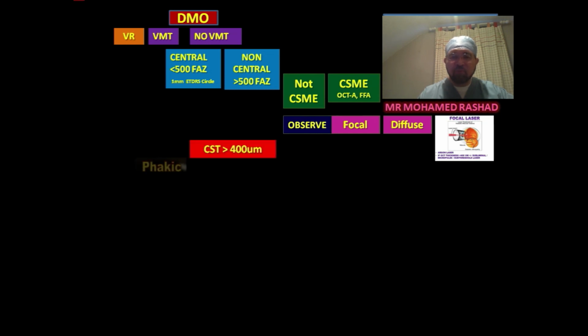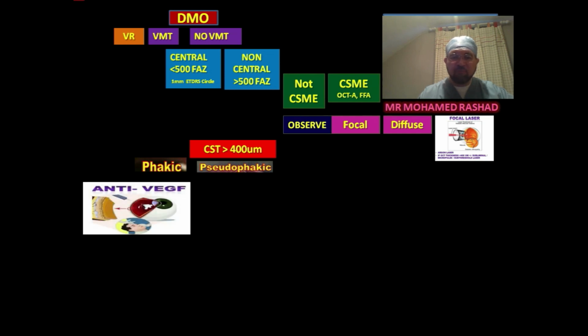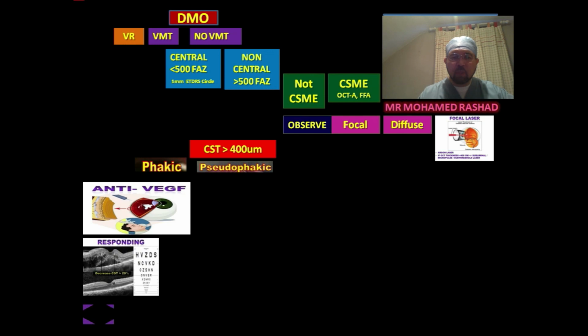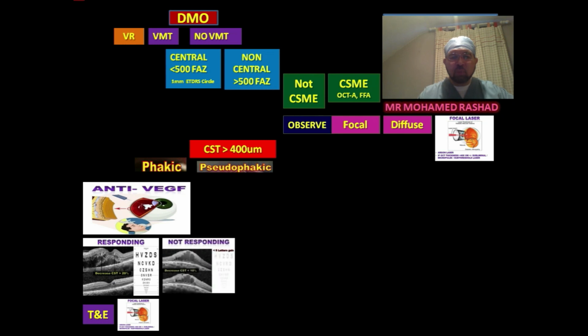is it more than 400 microns? If it is more than 400 microns, whether the patient is phakic or pseudophakic, you can use anti-VEGF injections. If the patient is responding, you can do treat and extend, with focal laser treatment as a rescue. If not responding, you can switch between the medications.